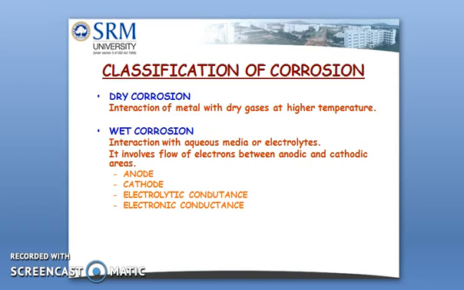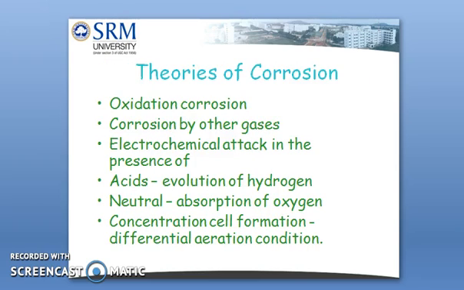It is going to form an electrochemical cell. Otherwise, people also call dry corrosion a chemical corrosion, and wet corrosion an electrochemical corrosion. What is the chemistry? The theory of chemistry here is oxidation, corrosion by other gas, and electrochemical attack. The attack may be in the presence of acid. The mechanism is hydrogen evolution, or in the case of neutral condition, oxygen is going to absorb.